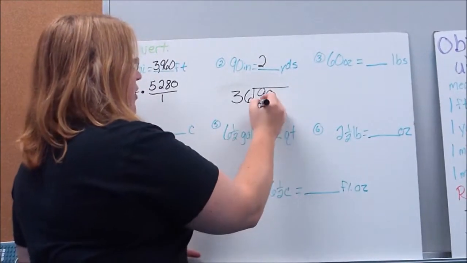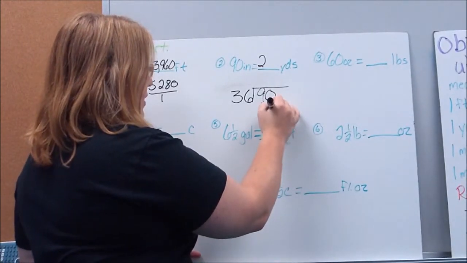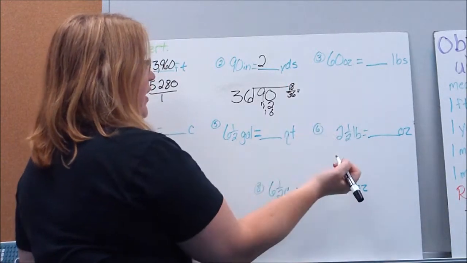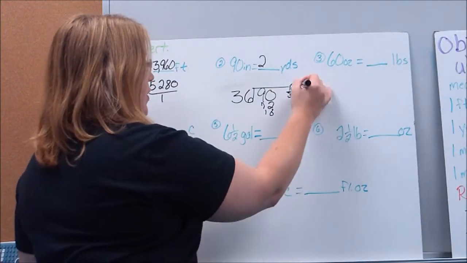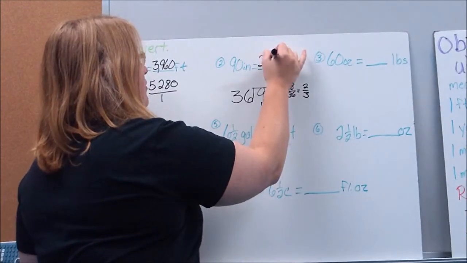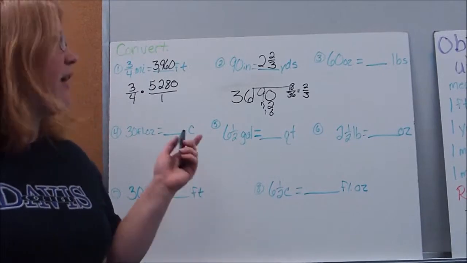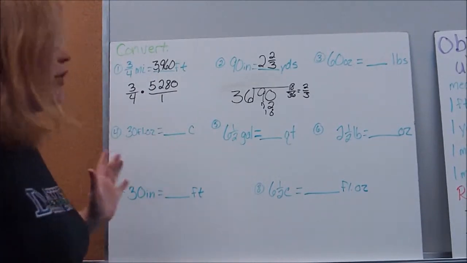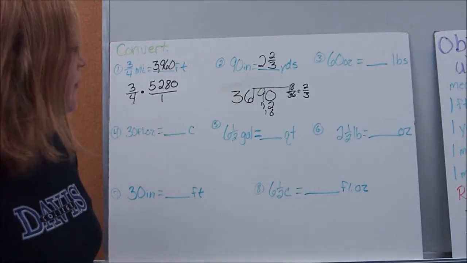So it'll go into there 2 whole times, and I'm left with 18 over 36, which actually reduces to 2/3. So I'm just going to call that 2 2/3 a yard. If I had done that as a decimal, it would have been a repeating decimal, which probably would have been more confusing and a little trickier to write. So I like to just leave that as a fraction.